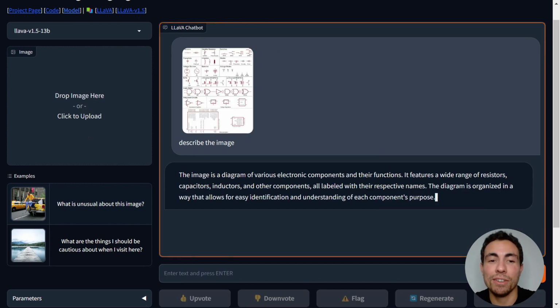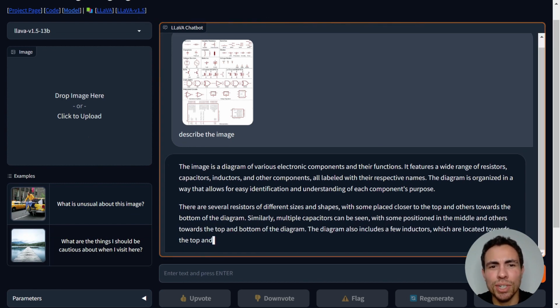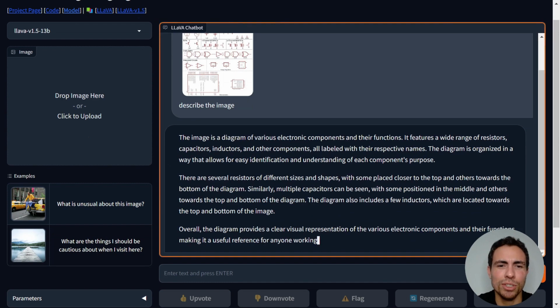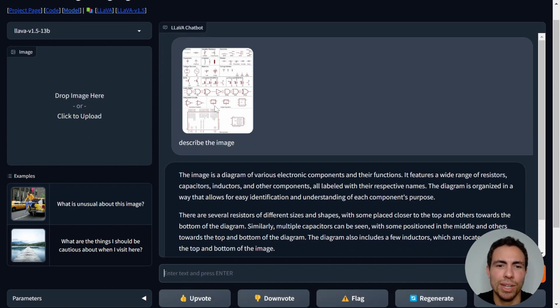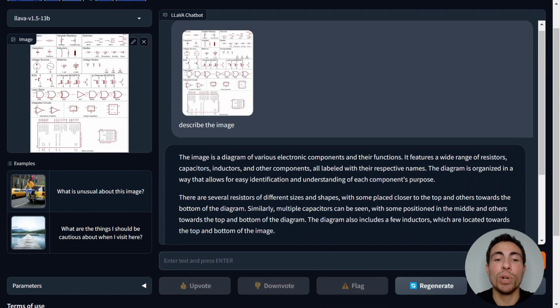This one here is interesting. I've seen some examples with GPT-4 Vision where someone would give an electronic circuit and it would describe it, even the components and so on. So I decided to find something on the internet with some components and see what happens. The image is a diagram of various electronic components and their functions. A wide range of resistors, capacitors, inductors, and other components, all labeled with their respective names. So overall, it's impressive how it can understand this. Let me know if you want to try something else, or let me know if you tested with something that you find is amazing.